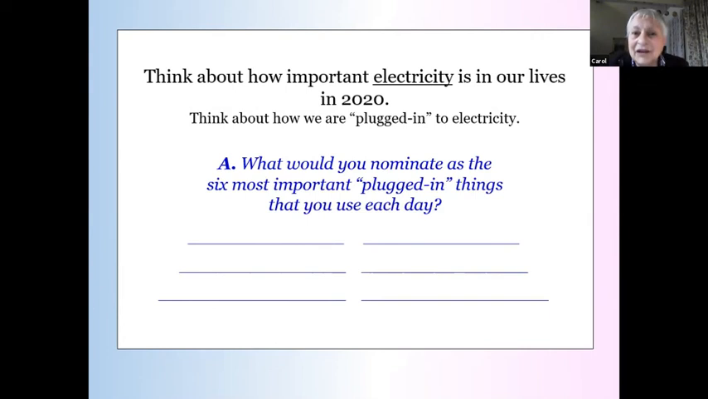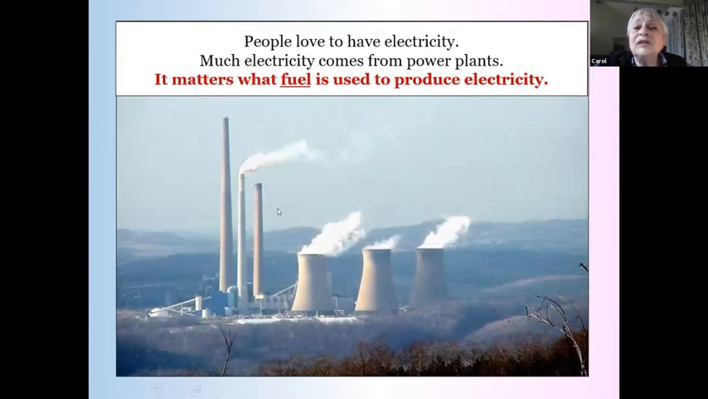about people. There are things we want. We want electricity. And oh my goodness, I could easily name 6 things that I would love to have plugged in every day. And I have way more than 6 things plugged in. We like electricity. And the question becomes, how do we produce electricity? What fuel do we use to produce electricity?